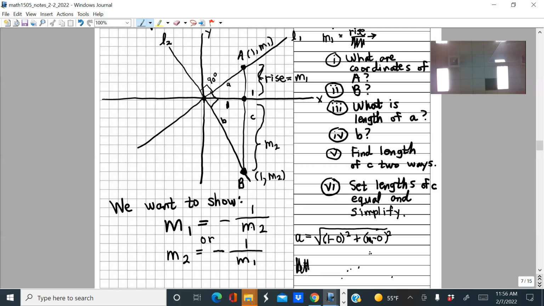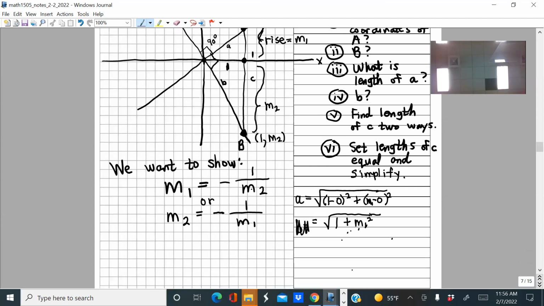And that's it. Now you can make this look a little bit prettier, but not much, because 1 minus 0 is 1. And when you square that, you get 1. Okay. And then m1 minus 0 is just m1. You square that, you get m1 squared. That's it. So that's that length A.